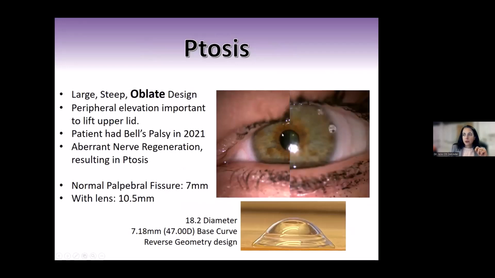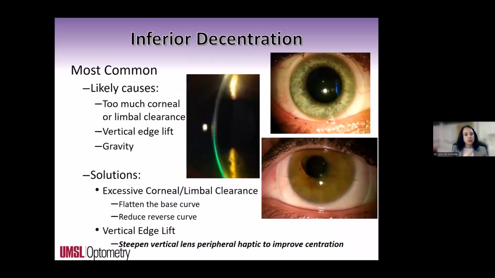We matched up the pupil. You can see we got 3.5 millimeters larger in her palpebral fissure, just because we put this oblate, large 18.2 diameter lens on, and it helped elevate the upper lid and then pull the lower lid down. So you can see how much you can get there. So large, steep, oblate is what you want to think of when you're addressing ptosis.